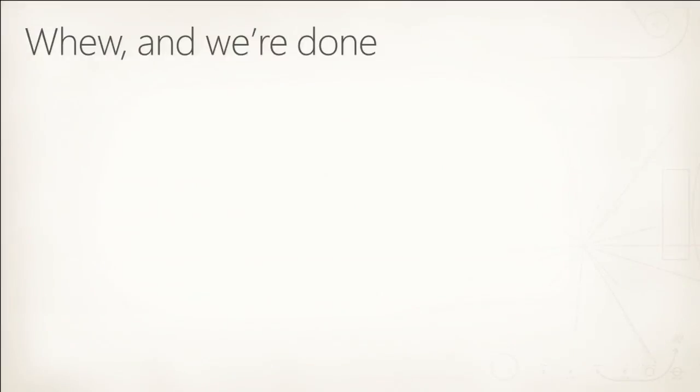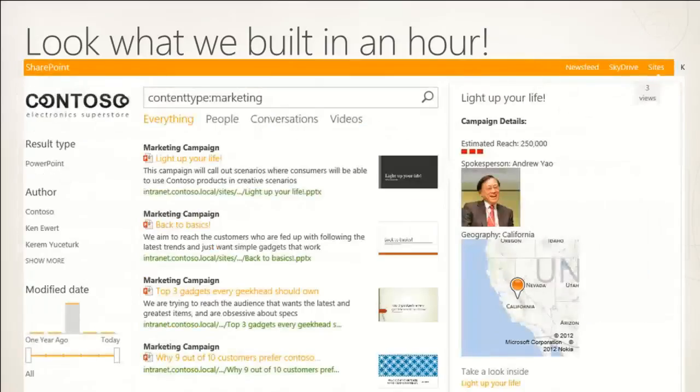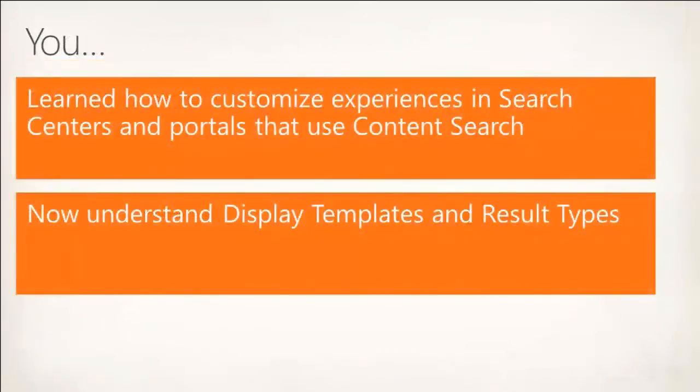So we're done, and this is what we built in an hour, right? I mean, we were able to add some dynamic content to an intranet site, customize how things looked. Then we went to the Search Center and customized how marketing campaign results looked for your end users, for your marketing department. So you were able to figure out how to customize these experiences in the Search Center and in your intranet sites, and understand what display templates are and what result types are and how they interact with each other.